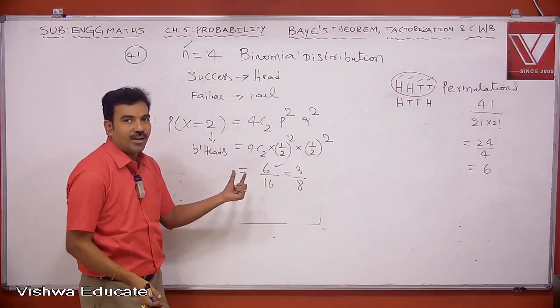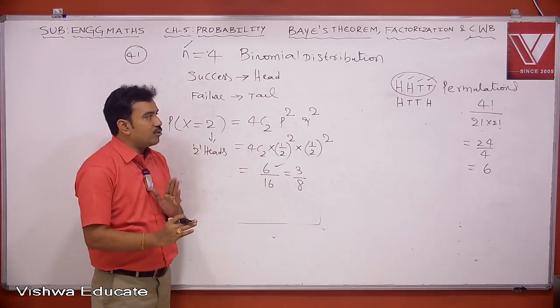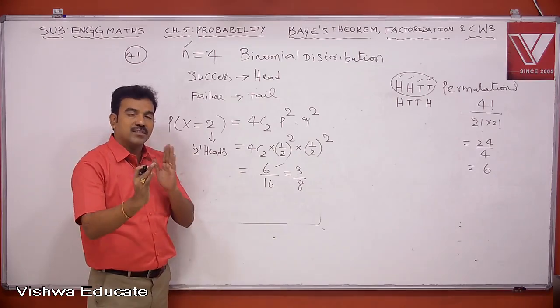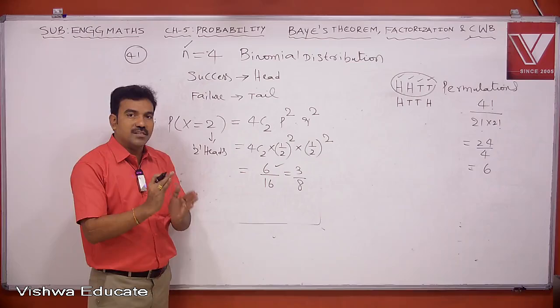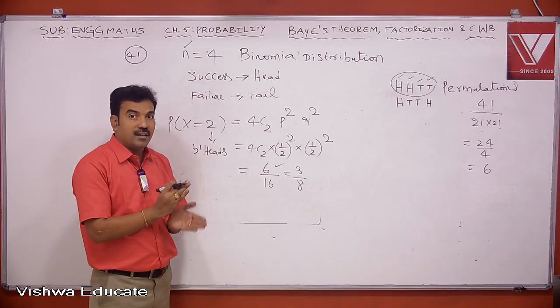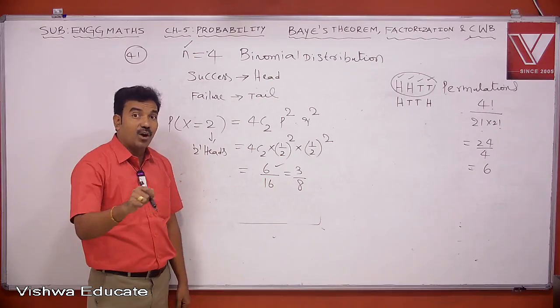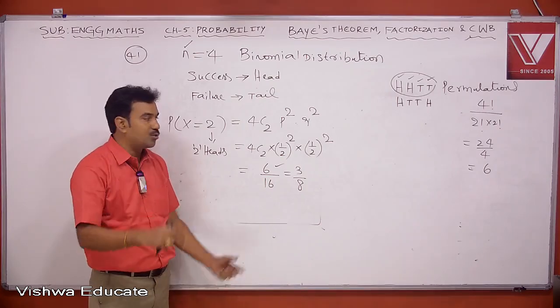So sequence is not important. You need to get 2 heads and 2 tails in any sequence. First and last can be heads, the middle 2 tosses can be tails. First 2 tosses can be tails, last 2 tosses can be heads. Sequence is not important, only count is important. You must have 2 heads and 2 tails.